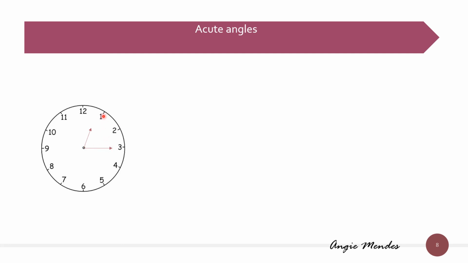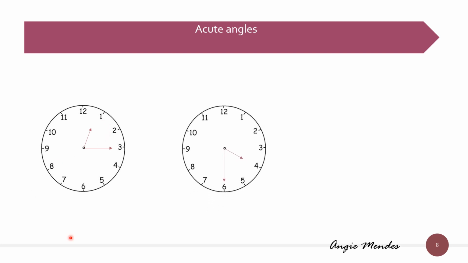So between 1 and 3, count the number of minutes. So we have 5 and 10. Now 10 minutes is less than 15 minutes. 15 minutes make a right angle on the clock face between the hands of the clock. And here we have less than 15 minutes, so this is an acute angle.